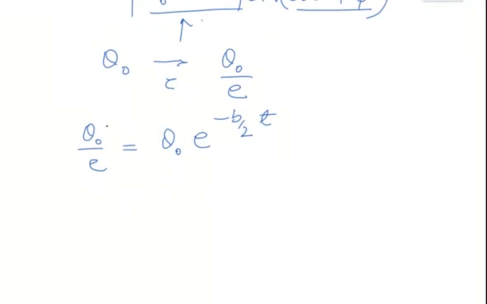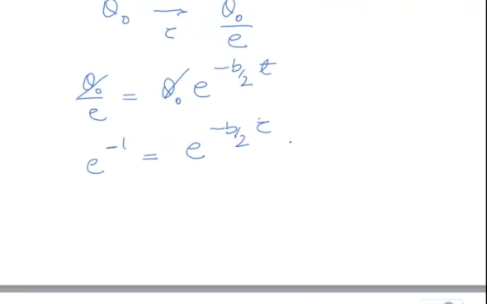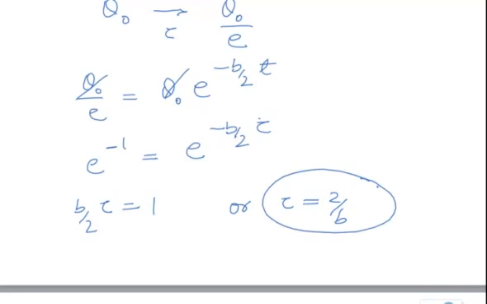So theta naught will cancel out and we will have e to the power minus 1 equal to e to the power minus b by 2 tau, where t is the tau or average time. That means b by 2 tau is equal to 1, or tau is equal to 2 by b. So this is the average lifetime.